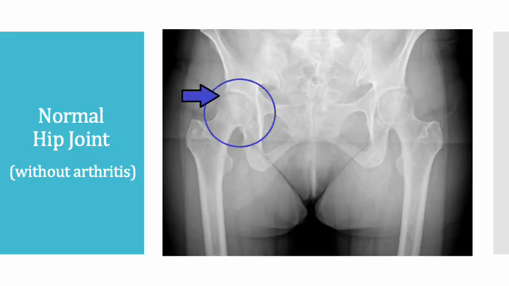So as you'll see on this slide, this is an example of an x-ray that shows what a normal healthy hip joint looks like. The blue arrow is pointing to the space in between the femoral head and the acetabulum, which represents the cartilage in the joint. Cartilage, as I previously mentioned, is a structure in our hip that allows for smooth movement of the hips during various activities such as walking, sitting down, standing up, bending over.